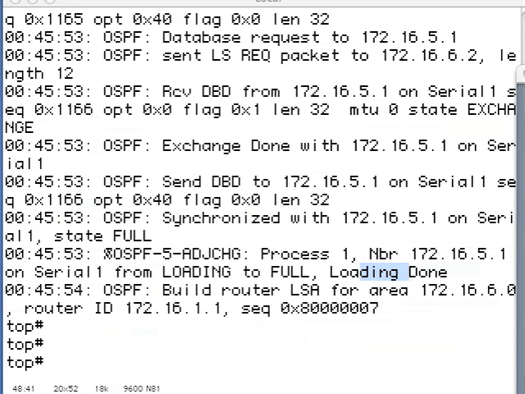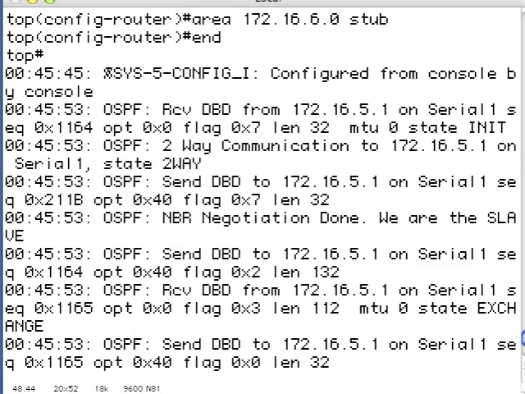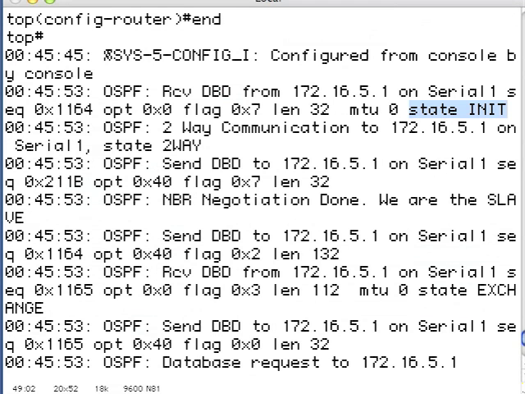Okay, great. So let's go back and look at our debug again. We're not showing the hellos here. We received a database description, so we move to state init. And then we receive another hello with our own router ID in there. So we receive a hello from 172.16.5.1 and it has our own router ID in the list of routers they've seen. So that means two-way communication is working, so we move to state two-way.